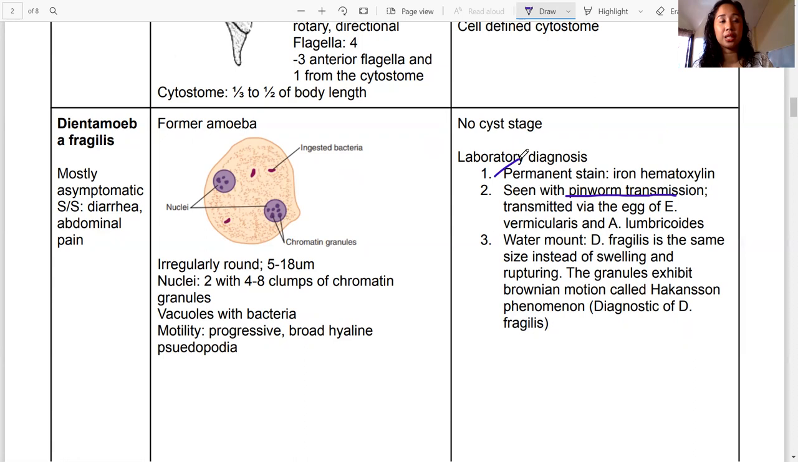Ma'am, where is the amoeba? Ma'am, where are the flagella? You could only see them under an electron microscope. So it has two nuclei. However, the two nuclei are on opposite sides, separated, not together. It also has ingested bacteria. It actually still has pseudopodia.